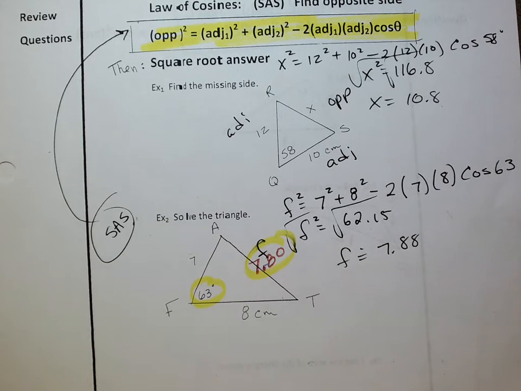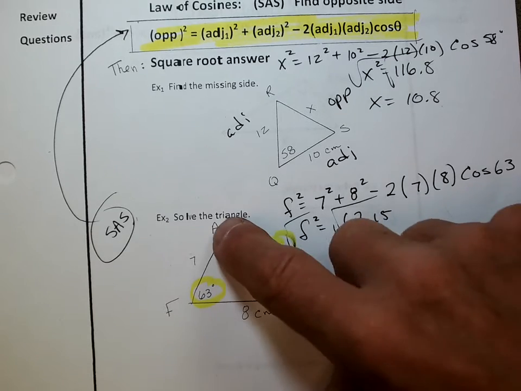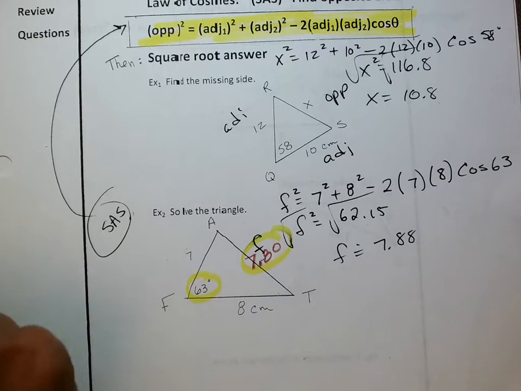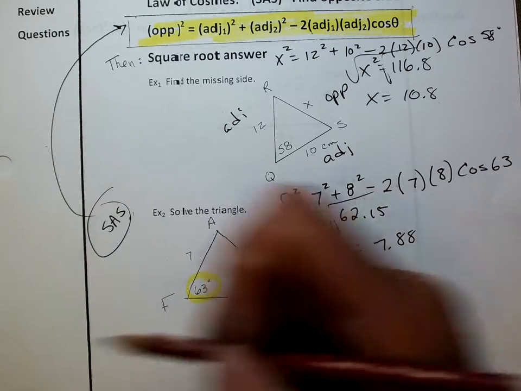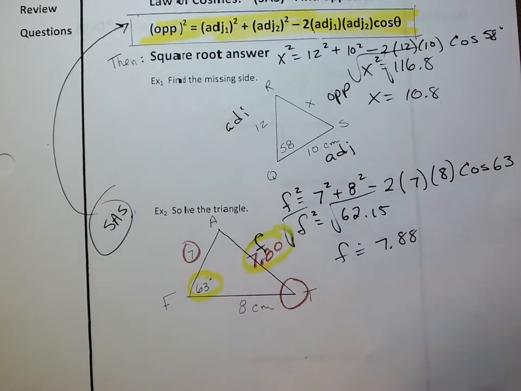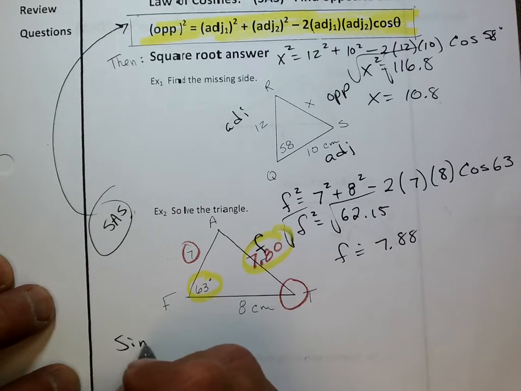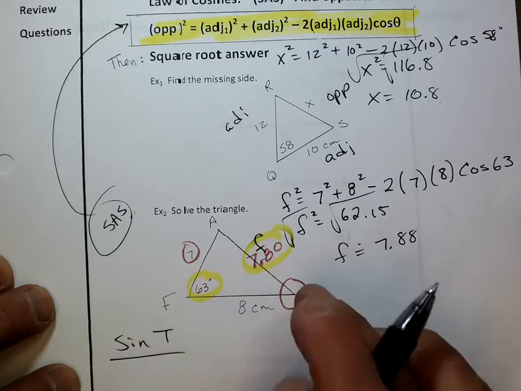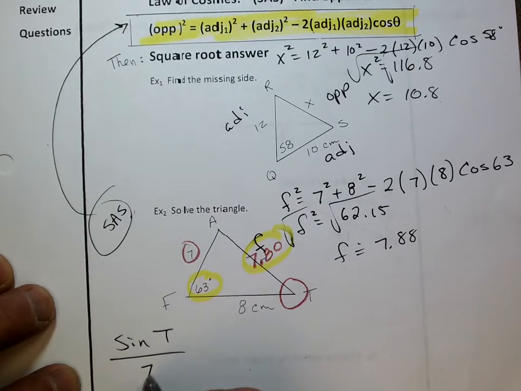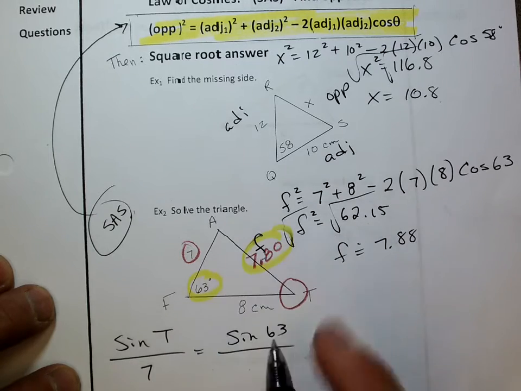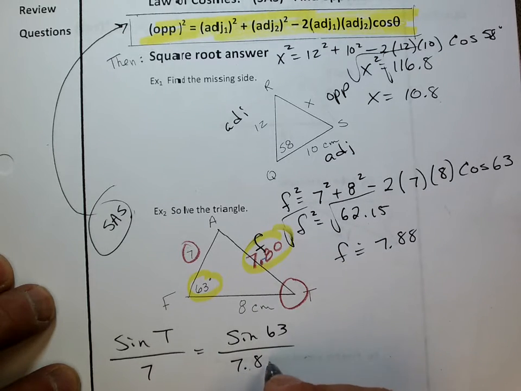I could at this point either find angle T or angle A. It doesn't matter. Ashley, what do you want? A or T? T it is. So Ashley picked T. So let's find angle T. So we'll set up our opposites, right? So we'll say, all right, sine of angle T over its opposite side, 7, should equal the sine of 63 over its opposite side, which is 7.88, right?